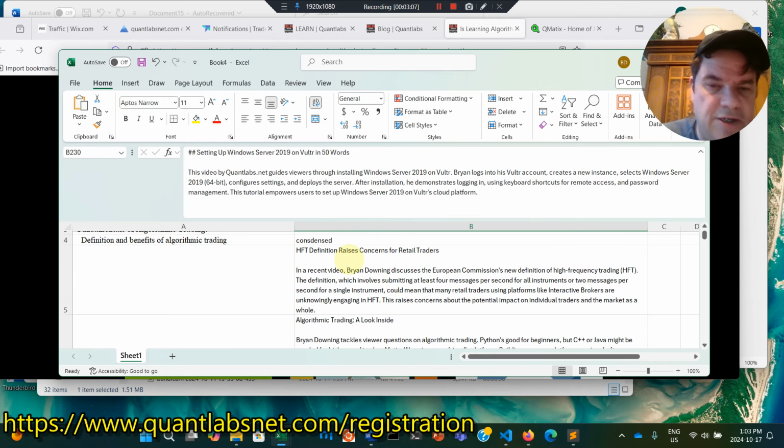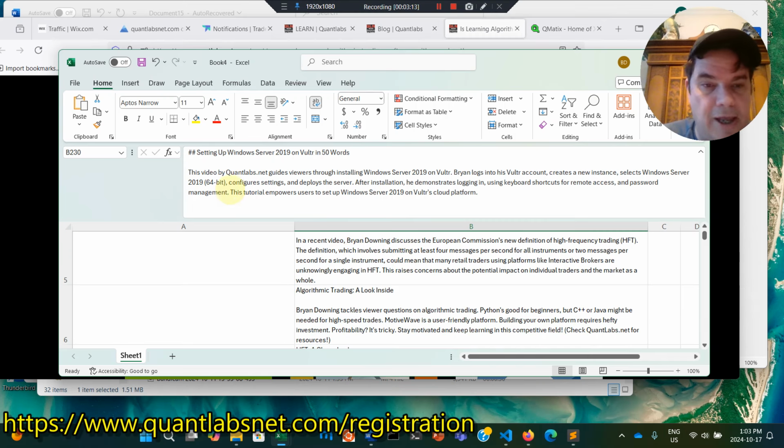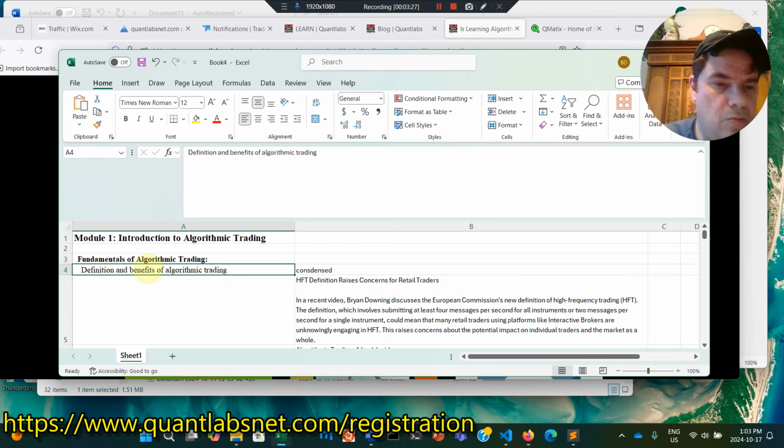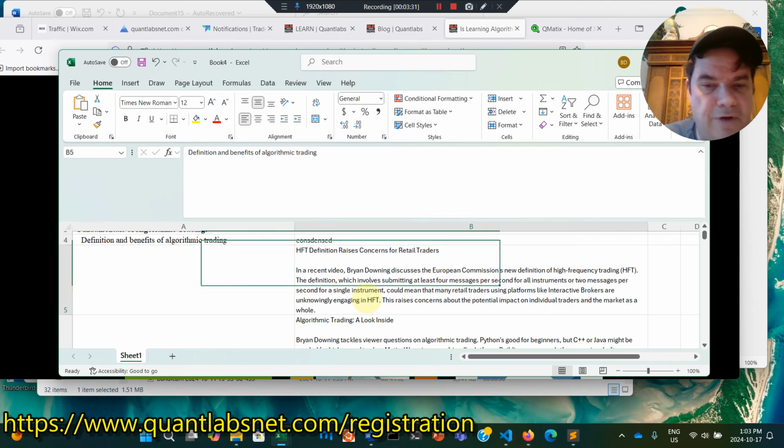So the first thing is the HFT definition, raising concern in retail traders. Some of these are fairly old, and you may be surprised by the dates, but they still have relevancy today to show you what's important. So again, what is fundamental algo trading? Very first one.